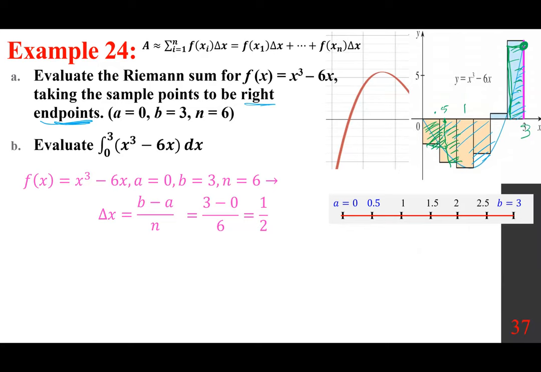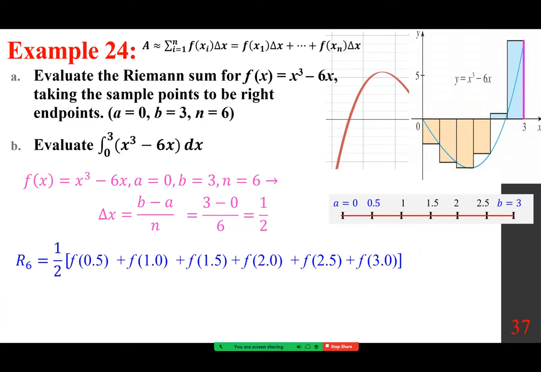Looking like that, let me erase my mess. So it looks like that, okay? So 1/2 times f of 0.5 plus f of 1 all the way to f of 3. Now, just as an example, I'm going to show you one of them. If I calculate f of 1, it's 1 because that's actually easy.